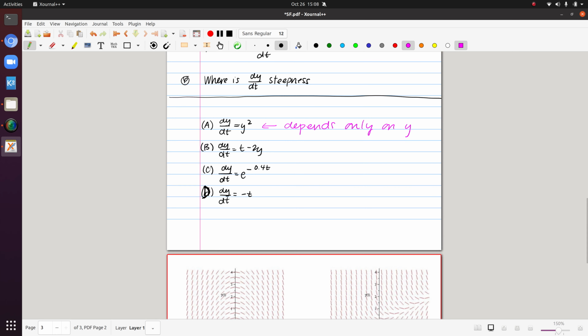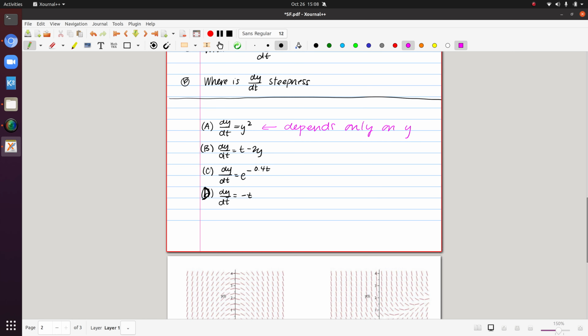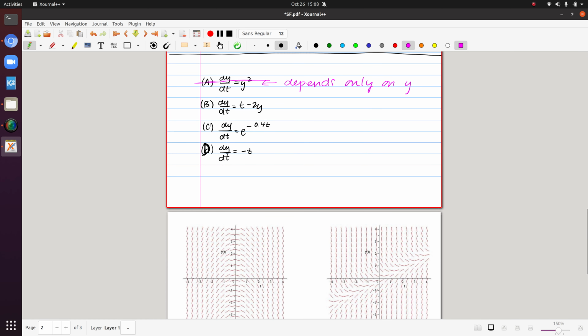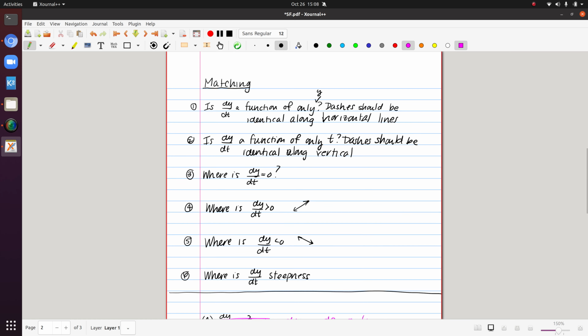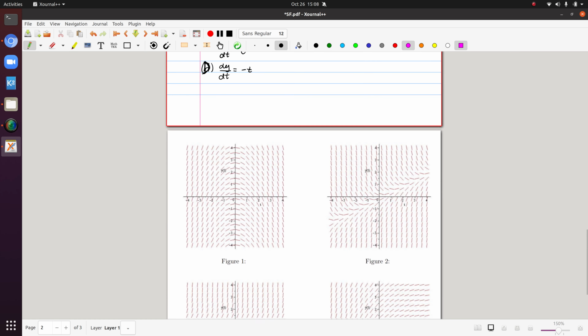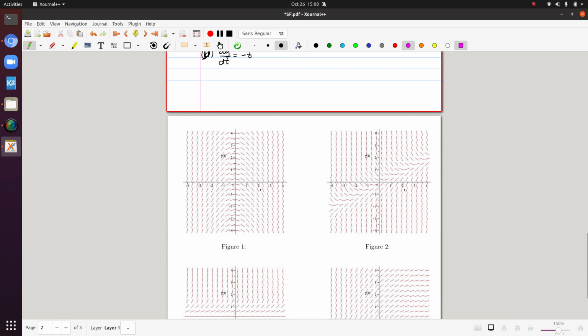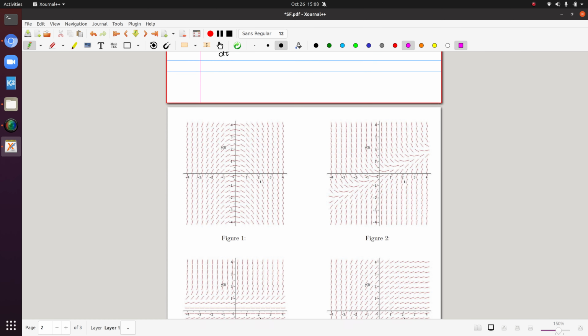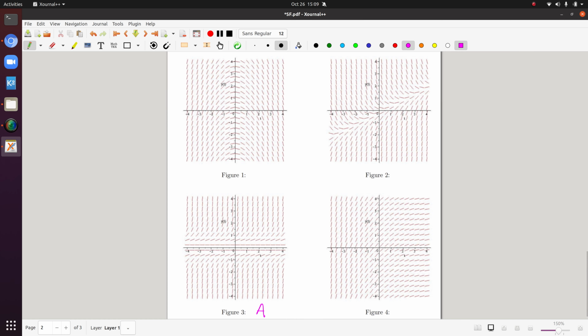Now I can kind of remove that from my list, right? We've already taken care of that one. Then I could think about the remaining ones. Both the C and D depend only on t, the independent variable. So dashes should be identical along vertical lines. I can see that that is true for 1 and for 4.